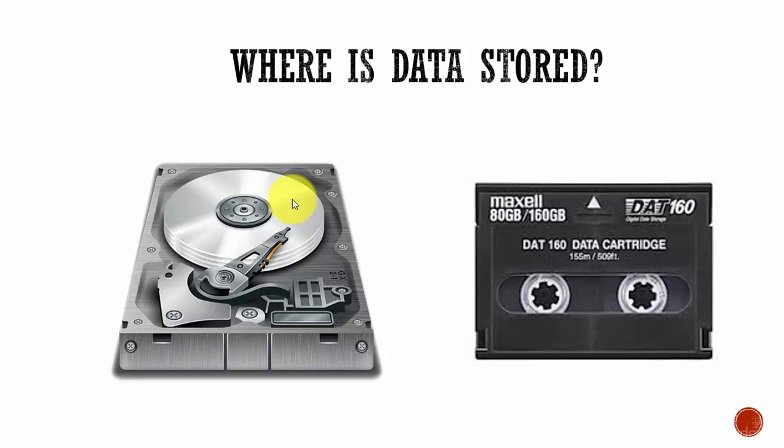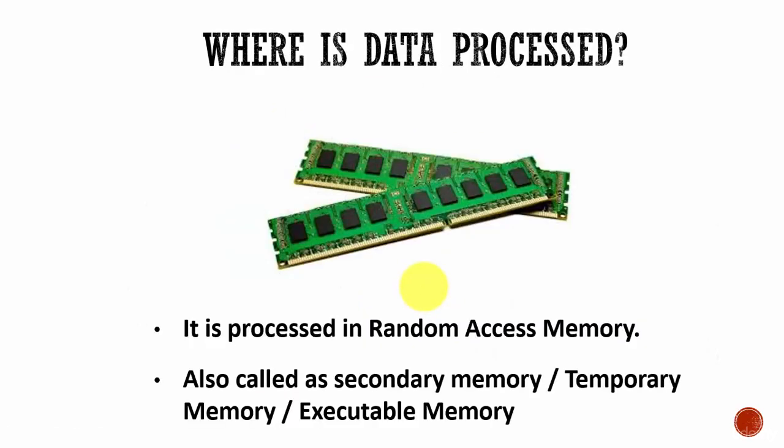We know data is stored in permanent devices like hard disk or magnetic tapes. It is stored over there permanently so that you can read it anytime. Even if you want to read the data 10 years from now, you can read it. That is why they are called permanent storage devices. Right? Next, the question is, where is the data processed?